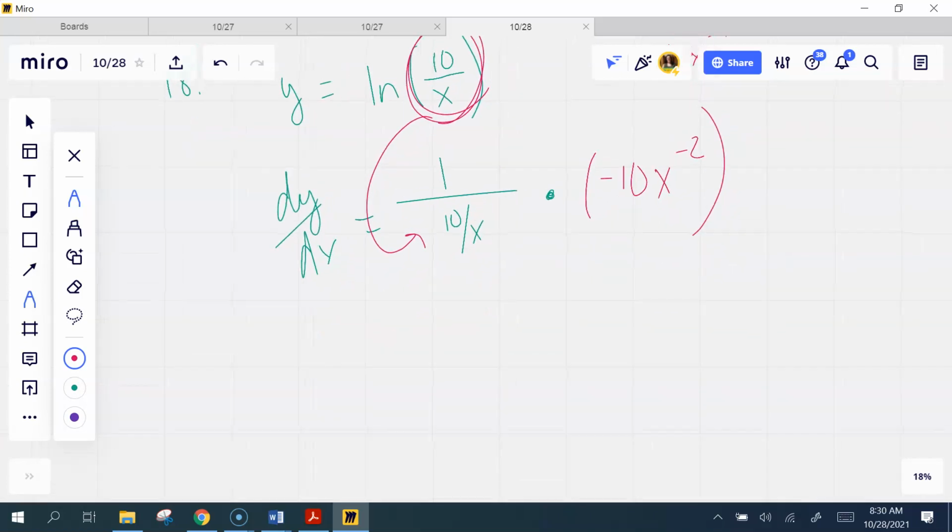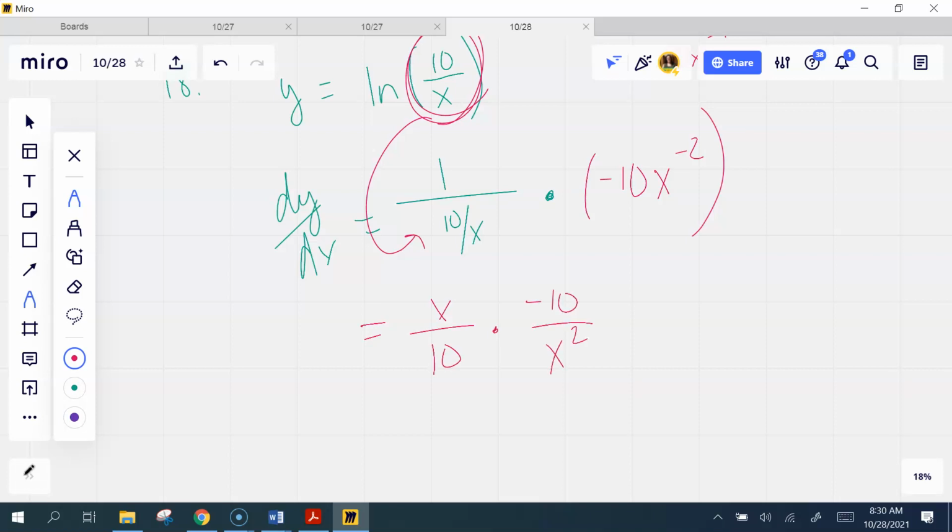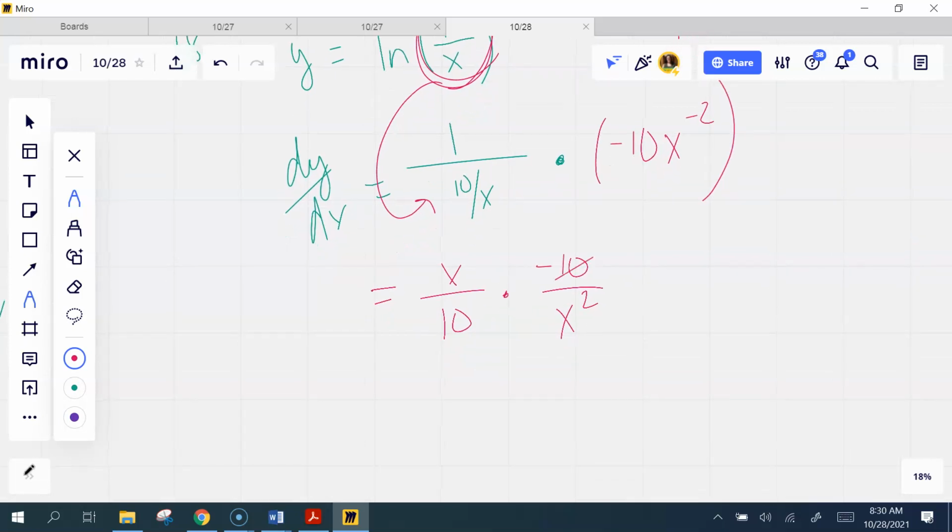That's my chain rule coming into play there. Okay? So now this becomes 1 over 10 over x, times, that's your derivative of 10 over x. Or you could just cross out the negative. 1 over 10 over x is x over 10. Instead of dividing, you flip it. This x and one of these x's, I end up with negative 1 over x.